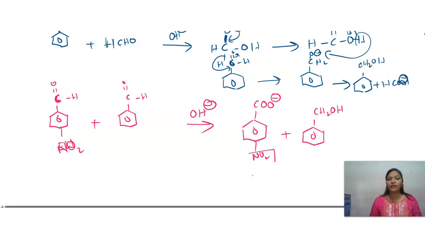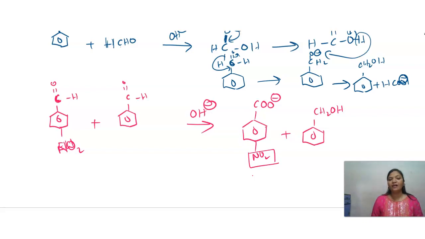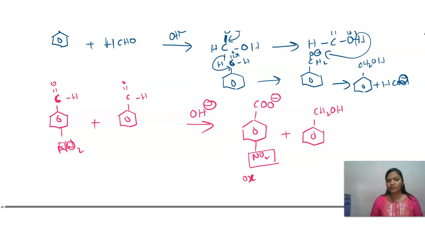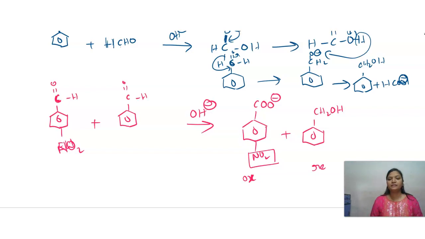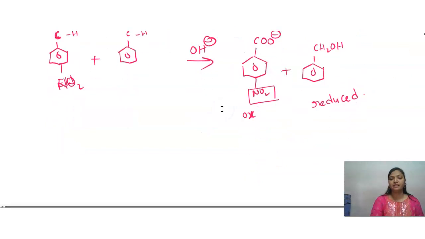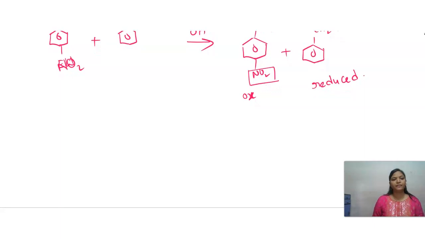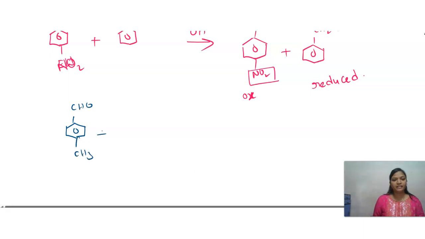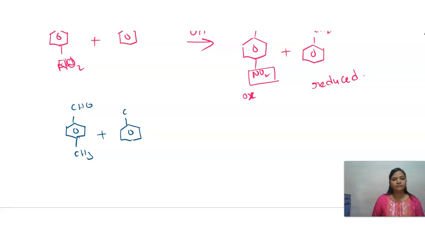When an electron withdrawing group is present, the oxidized product is produced on the compound where the electron withdrawing group is present, and our reduced product is produced where there is no electron withdrawing group. If an electron donating group is present on this benzene ring, then what happens? The reduction takes place at this compound.